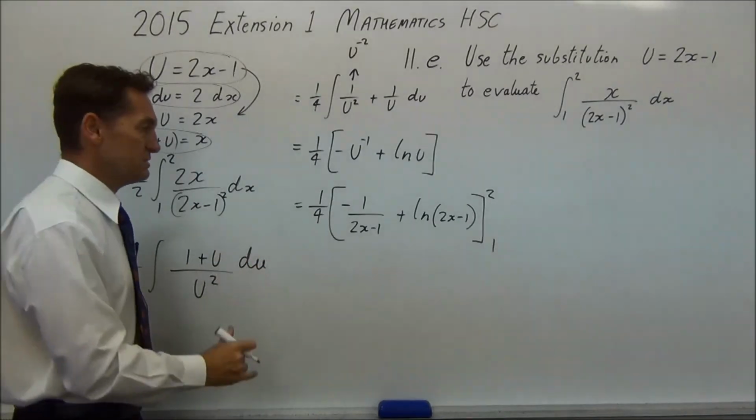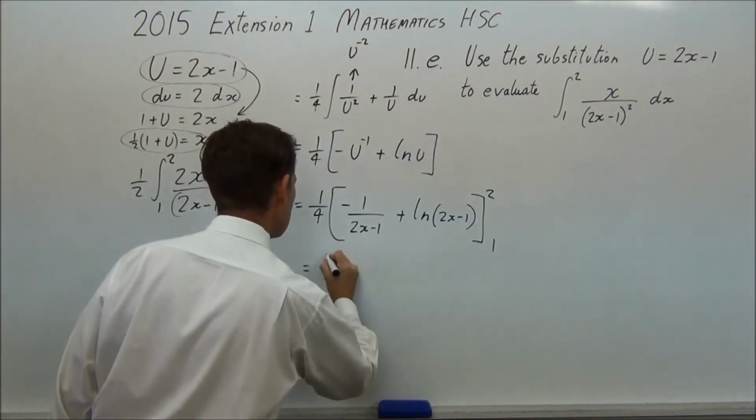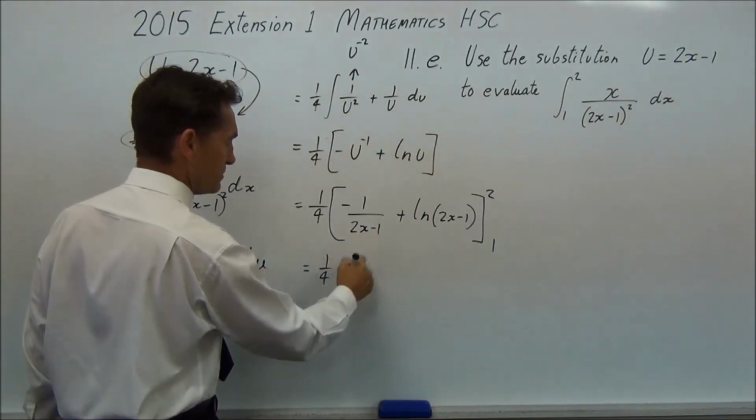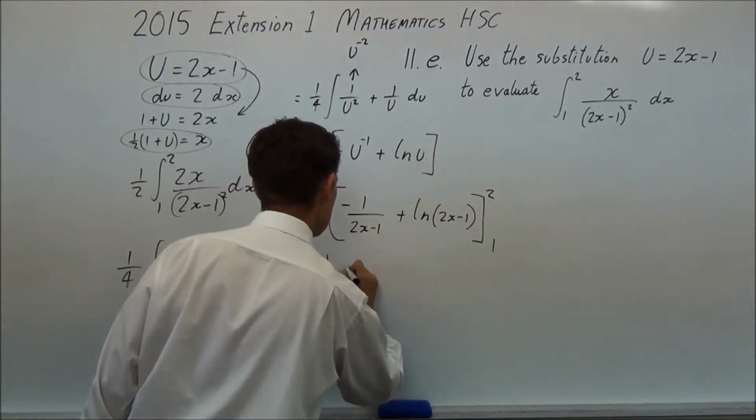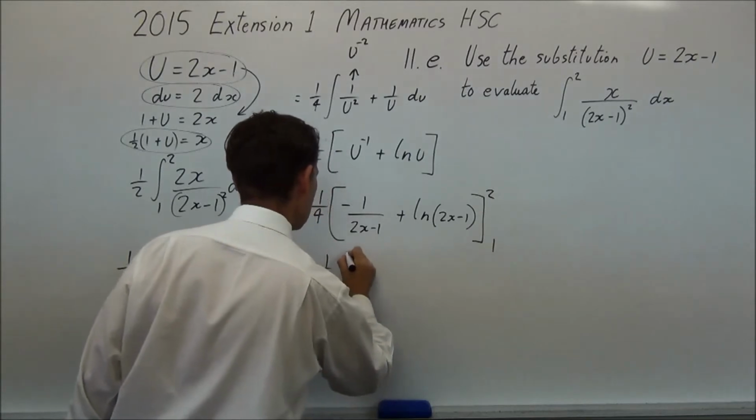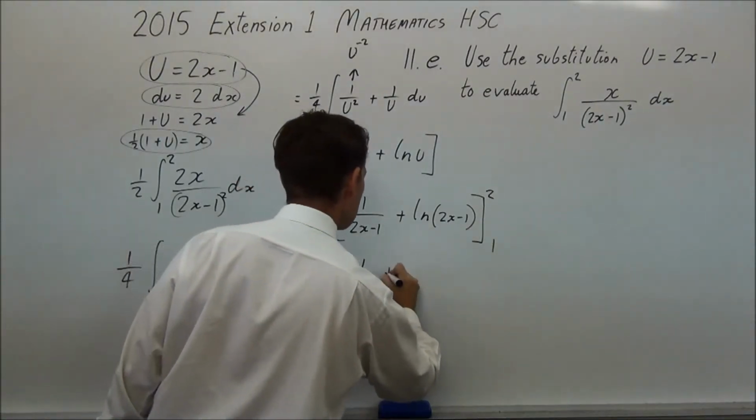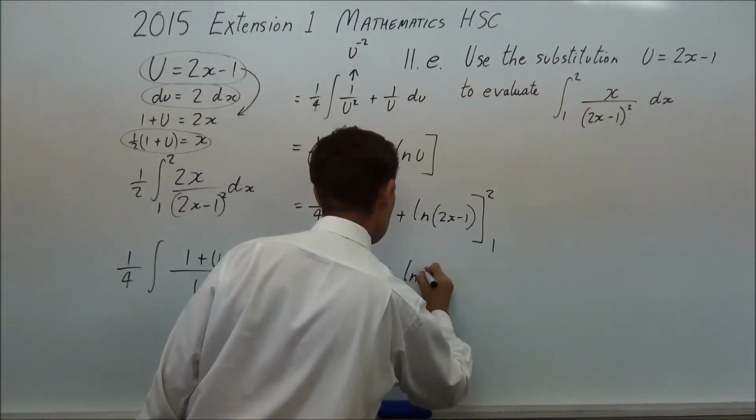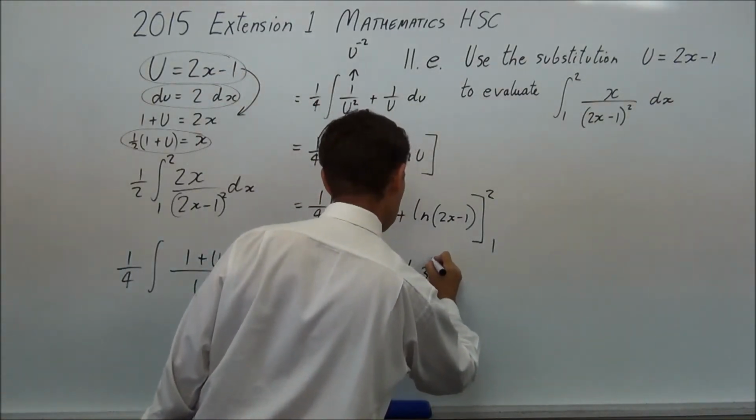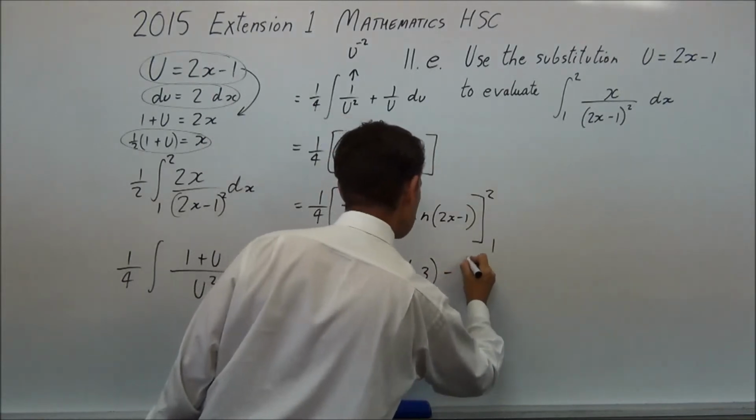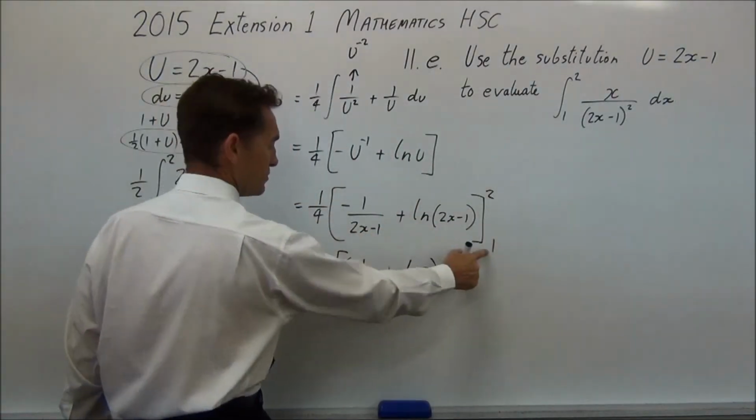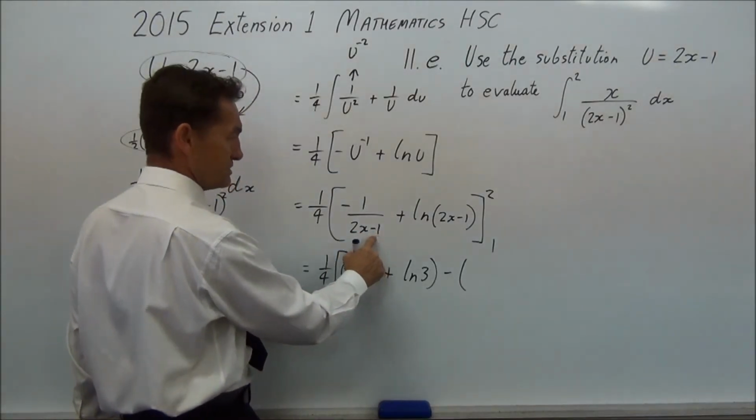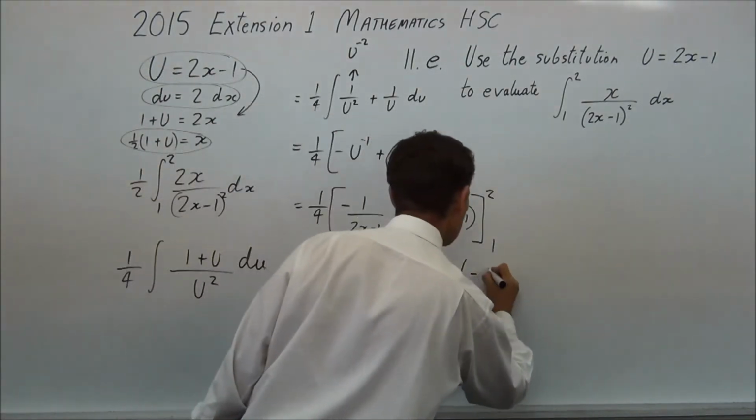Now I want to put them into the x. So we're going to get a quarter, put in 2, 2 times 2 is 4, 4 take away 1 is 3, so we're going to get minus 1/3 plus 2 times 2 is 4, take away 1 is 3, is log 3. So we want that. Minus, put in 1 now. 2 take away 1 is 1, so this is minus 1 over 1.